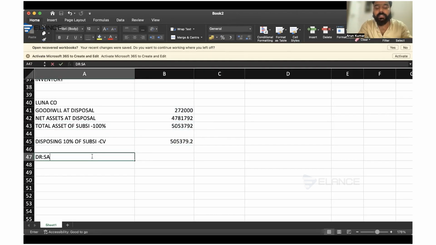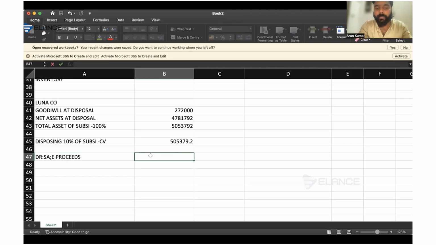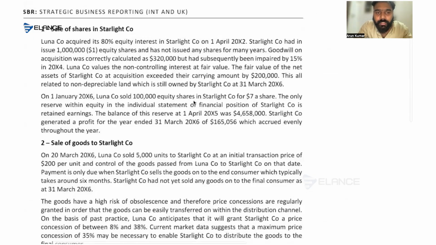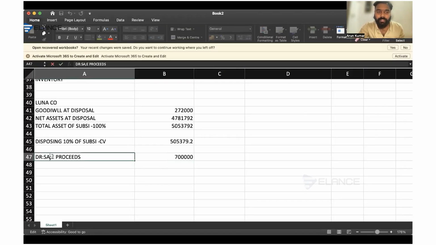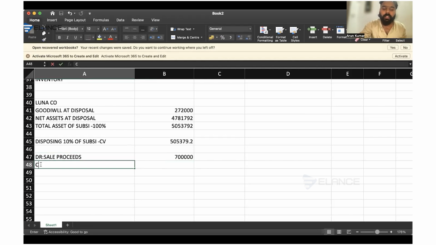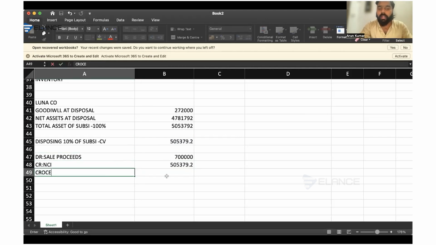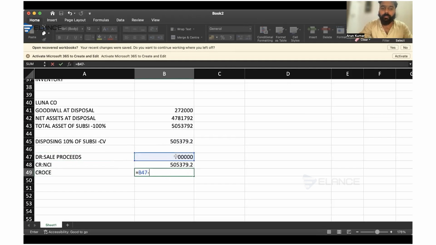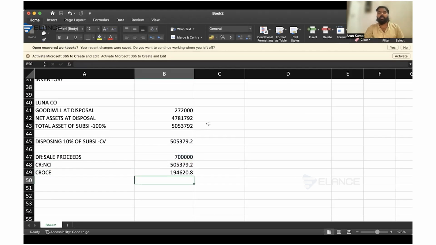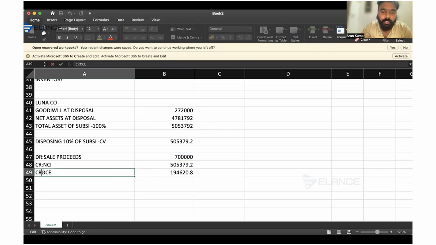And how much is the sale proceeds? We are disposing 100,000 shares. We are getting $7 per share for the 100,000 equity shares that you're disposing. So it is a control to control scenario. So debit sale proceeds. What about the credit? The NCA will increase by this figure, 10%, and the difference amount will go to other components of equity. Is that clear? Can you reply in the chat?